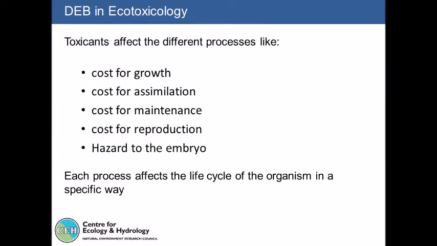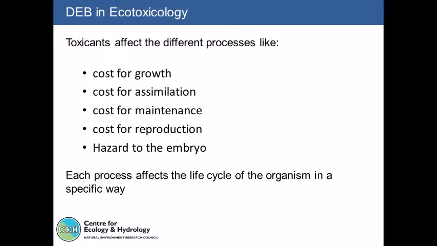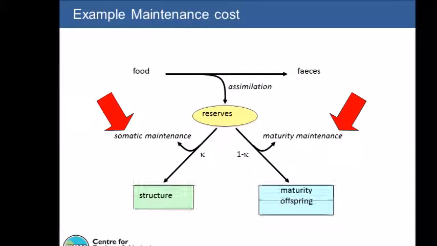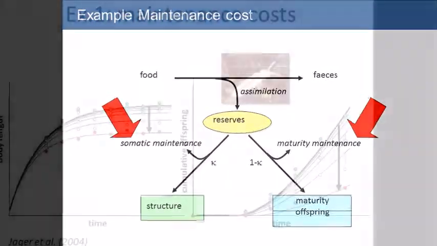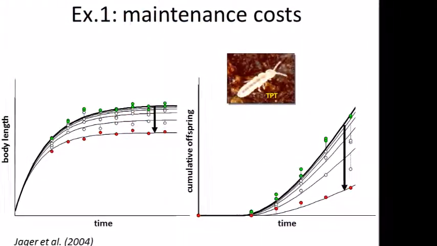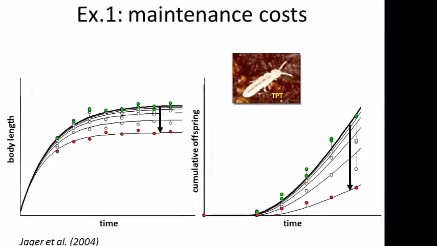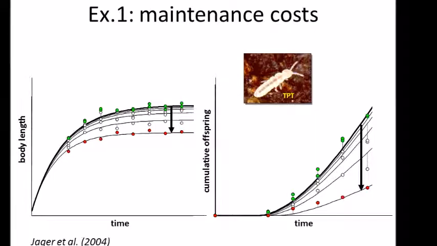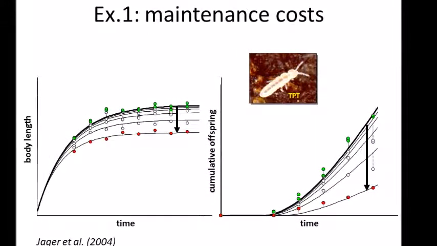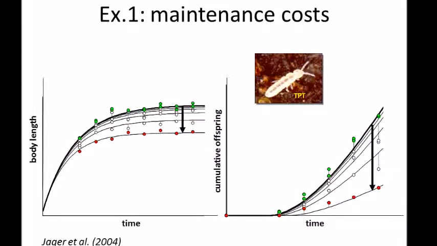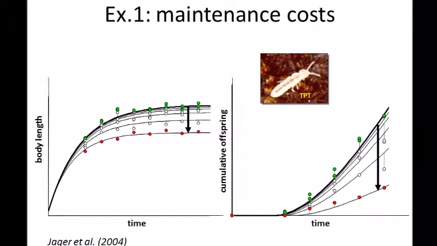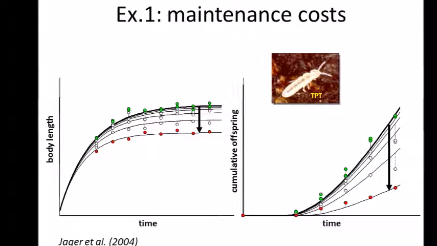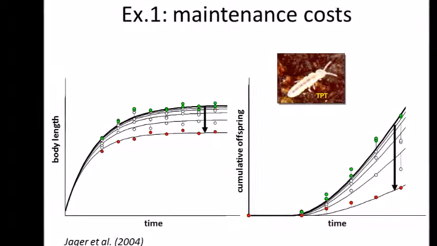So this is an example for the cost of growth with Folsomia candida, a small soil-dwelling insect, exposed to triphenyltin. Its body growth is hampered by the toxicant, and its cumulative offspring is quite badly influenced by the toxicant.